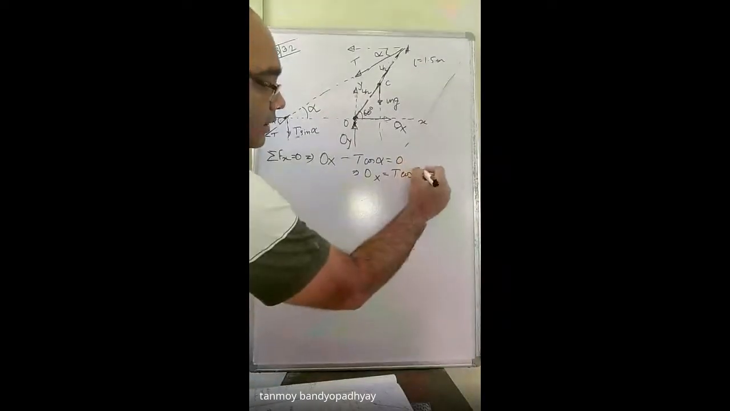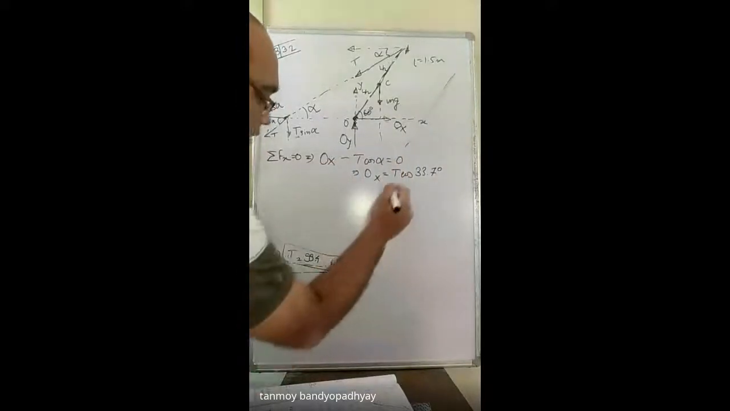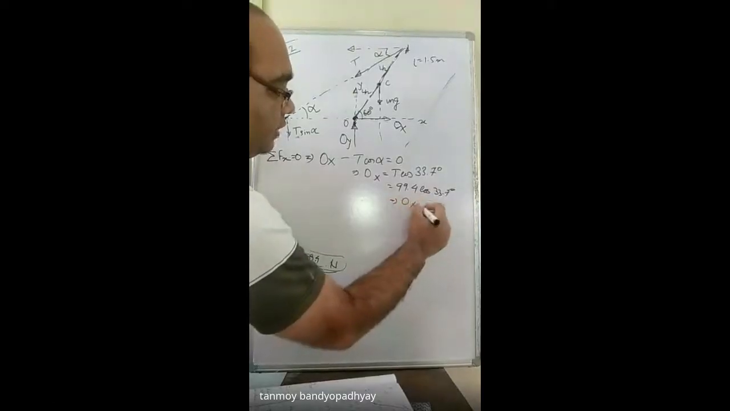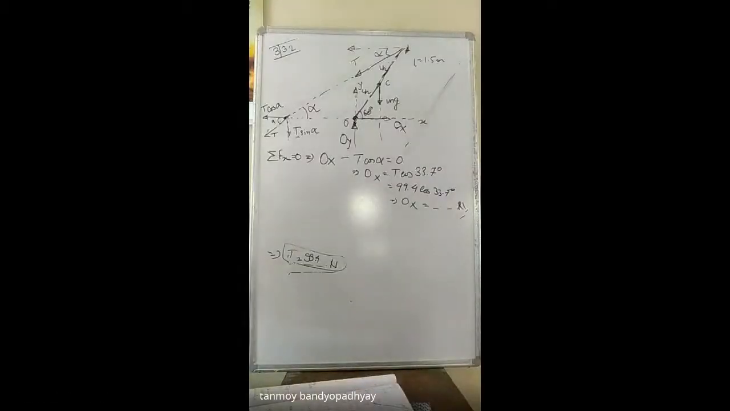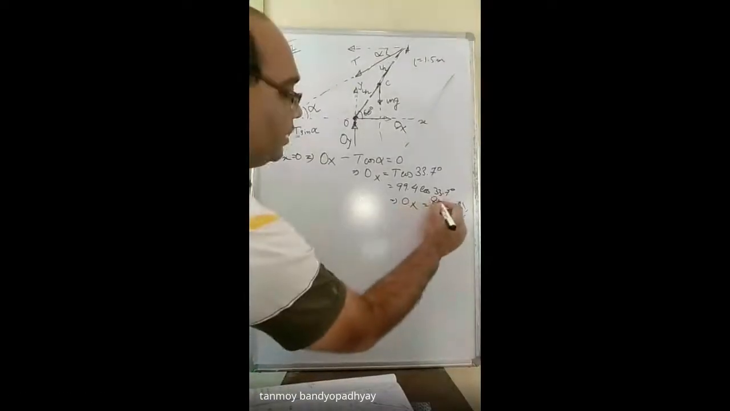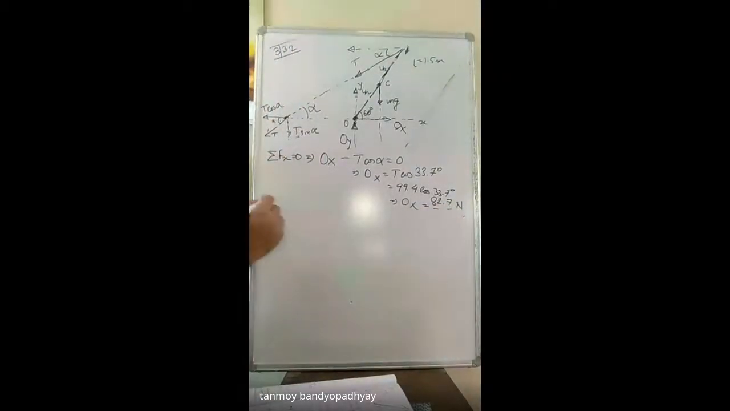Alpha was 33.7 degree, right? And the value of T we got was 99.4. So just see what is the value of OX we are getting in newtons. 82.66, 82.73. So it should be 82.7 newtons. Okay sir. Next we need to calculate OY.